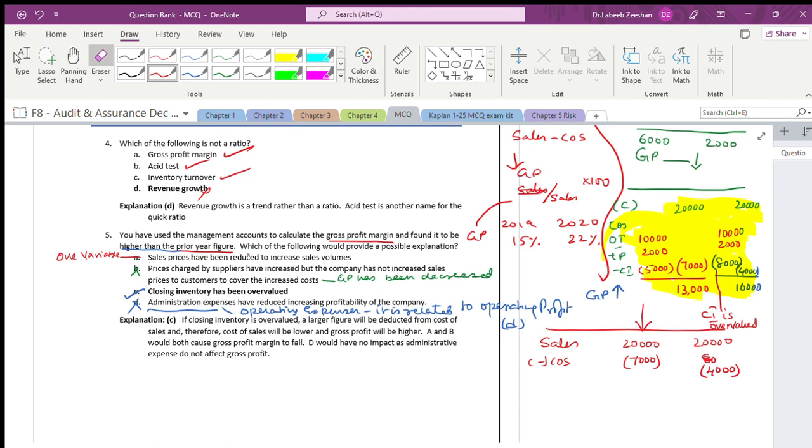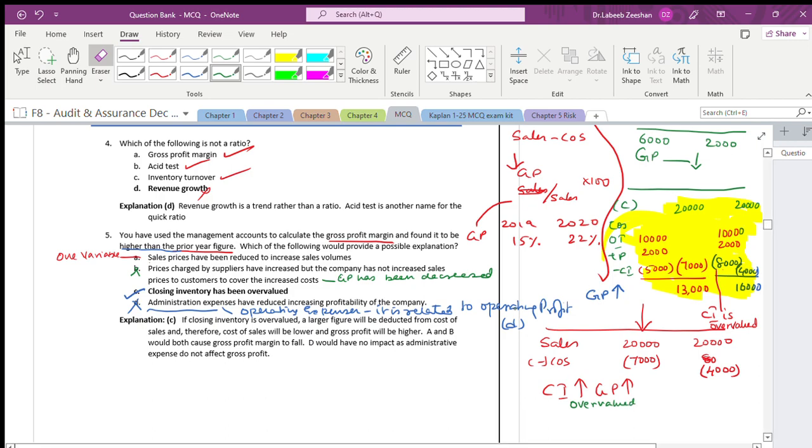Because we are overstating closing inventory, the gross profit will increase. That's the rule. Whenever closing inventory is more, gross profit will increase. Closing inventory is overvalued, gross profit will increase. Closing inventory is undervalued, gross profit will decrease. Is it right? That is the reason.